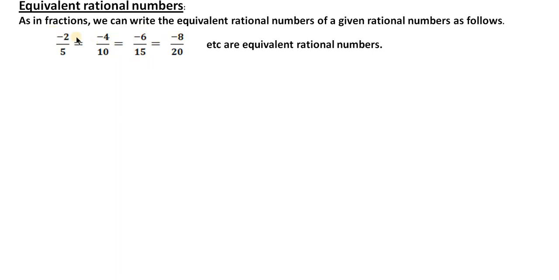Here how did I get it? Minus 2 4s are 8, 5 4s are 20. So minus 8 by 20, minus 6 by 15, minus 4 by 10 and minus 2 by 5 are all equivalent rational numbers. But these are not in standard form, because they can be reduced. After reducing, they can all be reduced to minus 2 by 5. But 2 by 5 you cannot reduce anymore. It is already in the lowest terms.